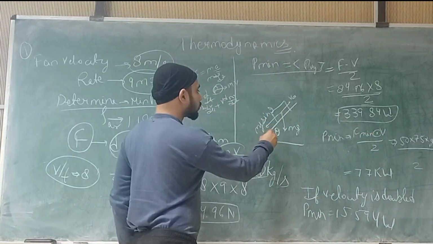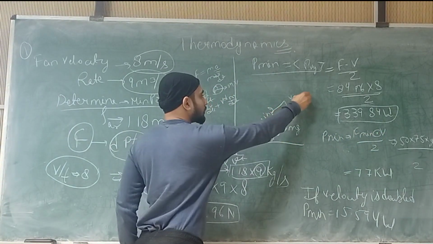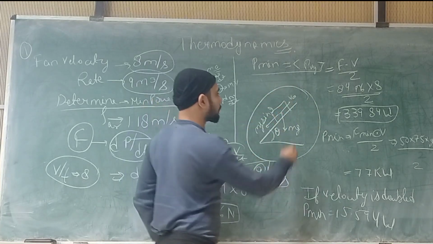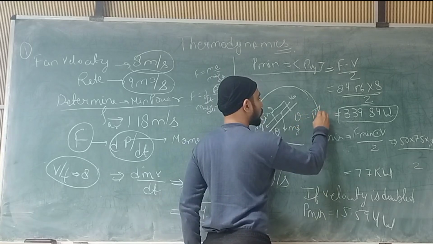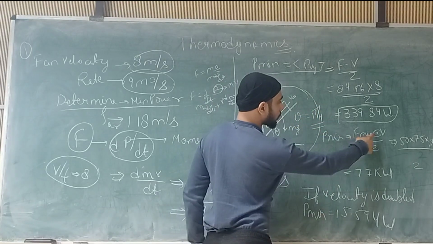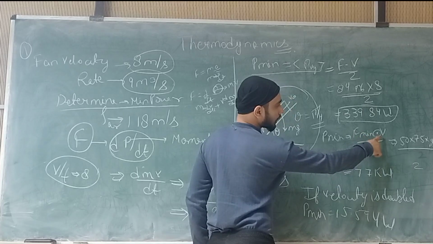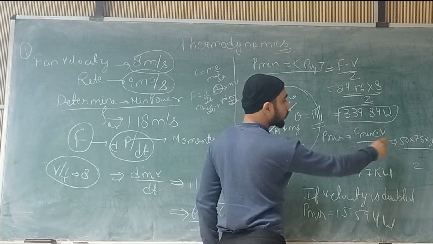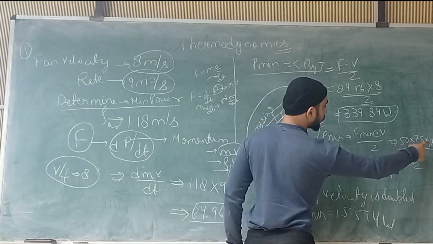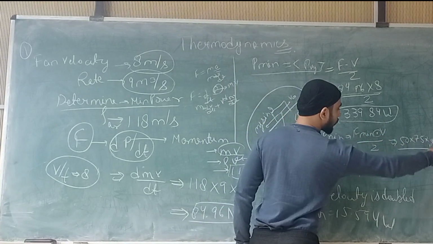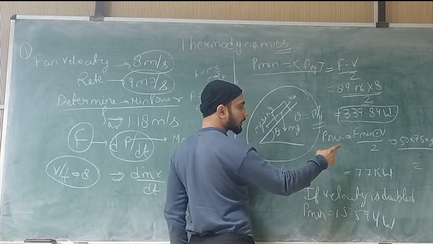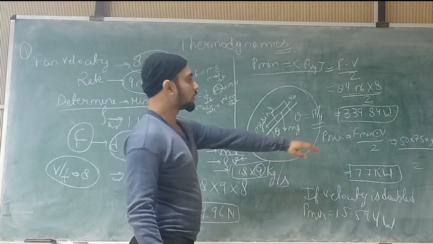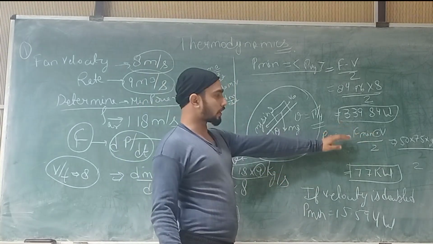And since this is the dot product, we have to find the angle. By this method we can understand that the angle comes out to be pi by 4. So F dot V is F into V into cos theta, and cos pi by 4 is 1 by root 2. So 50 into 75 into g into 0.6 into 1 by root 2 by 2. If we calculate, this comes out to be 7.7 kilowatt.